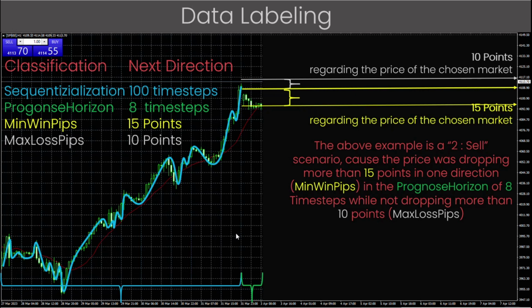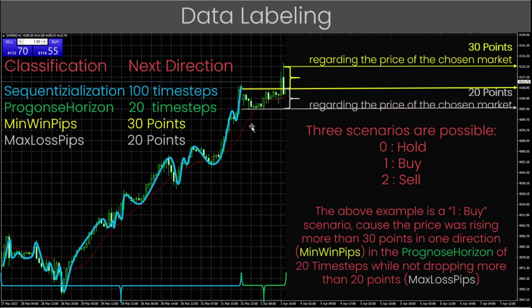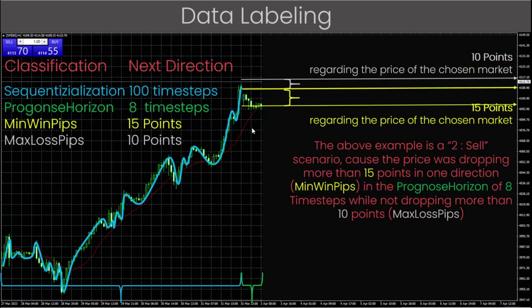Okay, so you could change the prognosis horizon, you can change min-win pips, you can change max loss pips to create different labels of the data and therefore different patterns. Because in this scenario, there might be other patterns important than in this scenario, because the prices change as well as the prognosis horizons. So that's something I will show in the last video. I think video 6 is going to be how to combine different AI models with different pattern recognition modes to find an even better model that sees it all, you know.